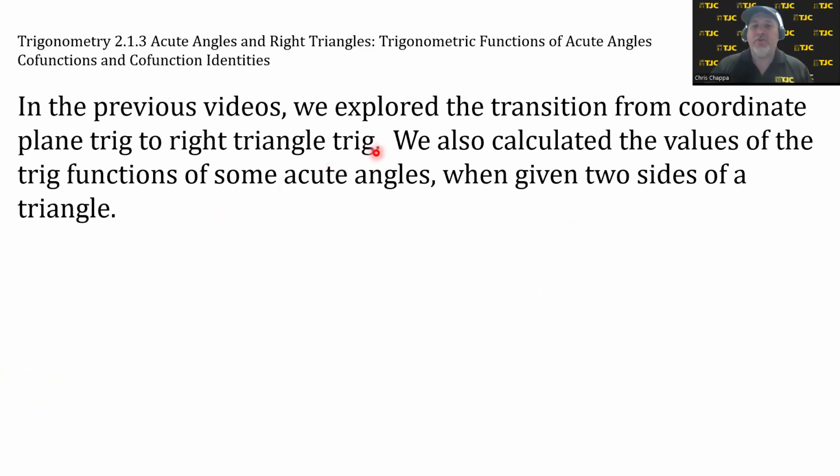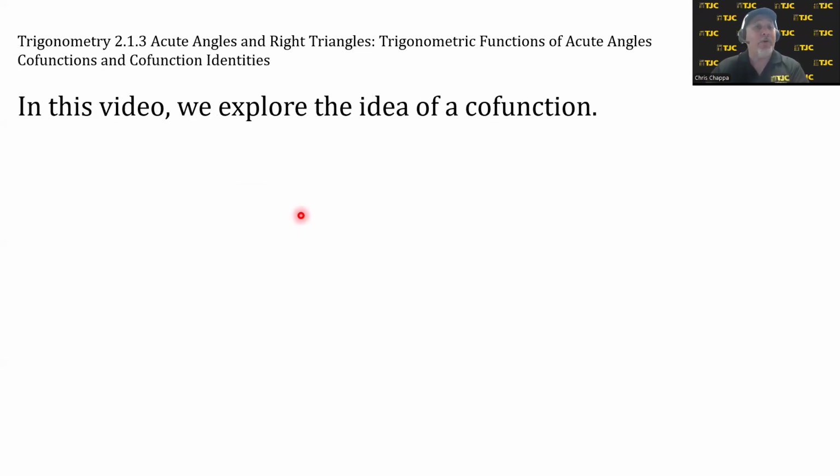In the previous videos, we explored the transition from coordinate plane to right triangle trig. We also calculated the values of the trig functions in some acute angles when given two sides of a triangle. In this video, we explore the idea of a cofunction. This was briefly alluded to in a previous video.